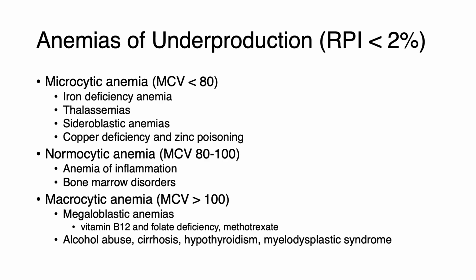If your MCV is over 100, we call that macrocytic anemia, and your megaloblastic anemias are going to have a really big MCV. Those are usually going to be due to vitamin B12 and folate deficiency. And then you can also see macrocytic anemia from alcohol use, liver disease, hypothyroidism, and myelodysplastic syndrome.